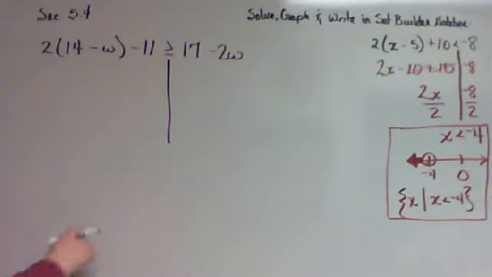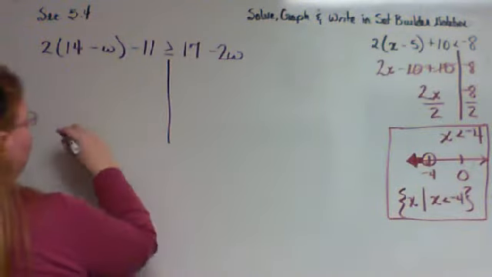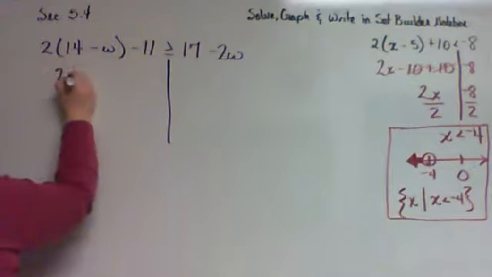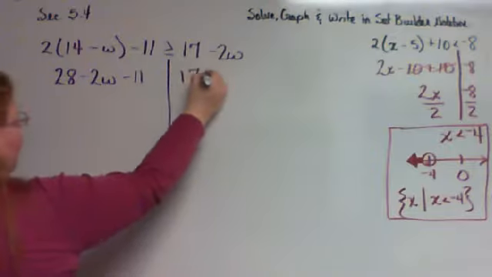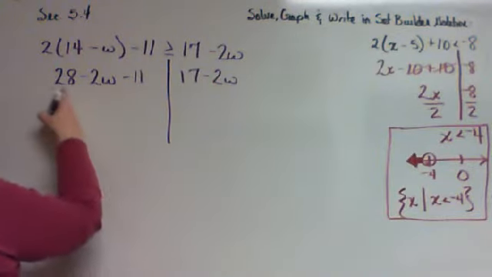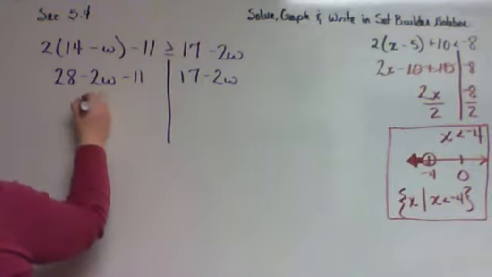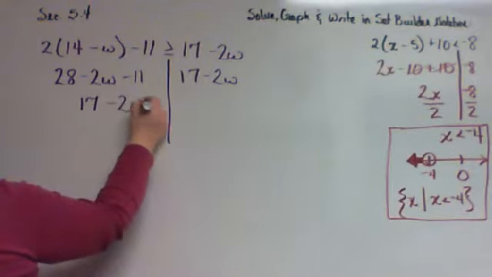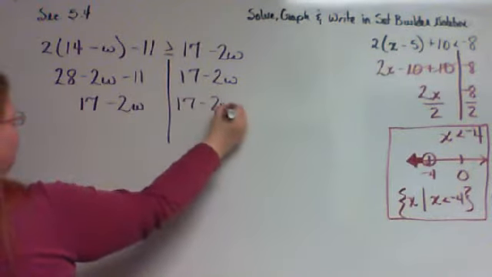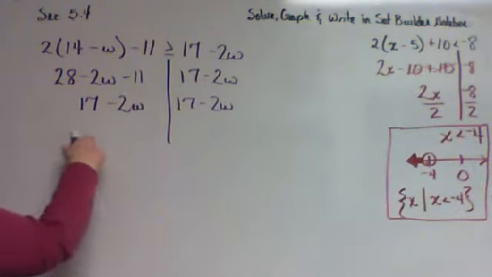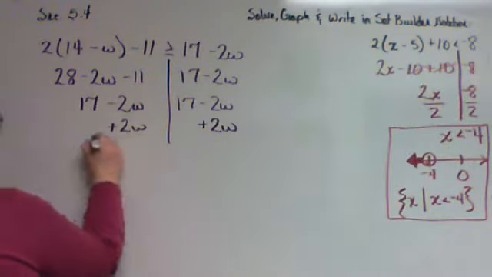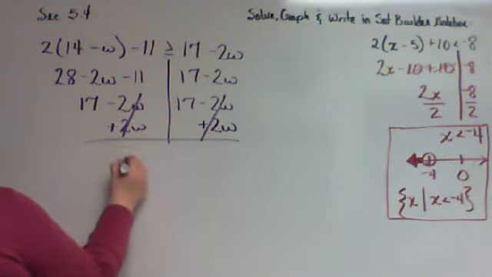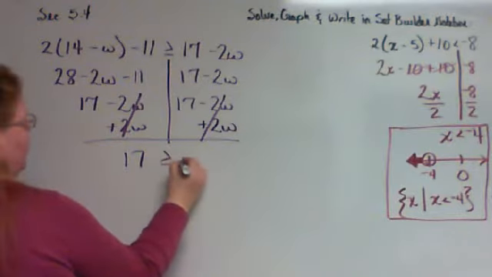So I draw my little line. Go through the problem the exact same way. Got parentheses, so I'm going to have to get rid of it. That's going to give me 28 minus 2W minus 11, and 17 minus 2W. 28 minus 11 is 17. Now I've got to get my letters on this side, so I add 2W to both sides, and I add 2W over here. And I get 17 and 17.